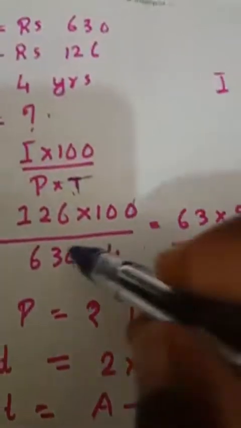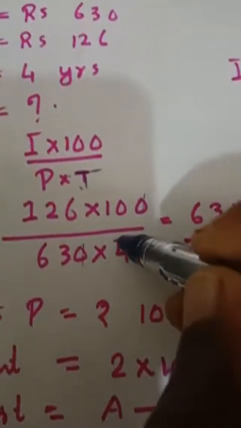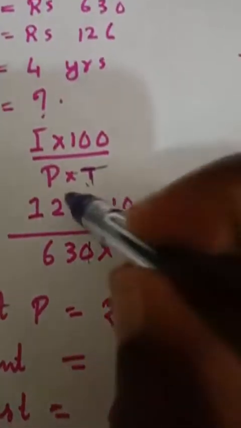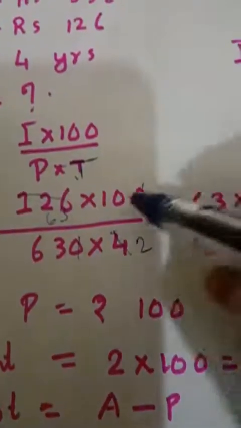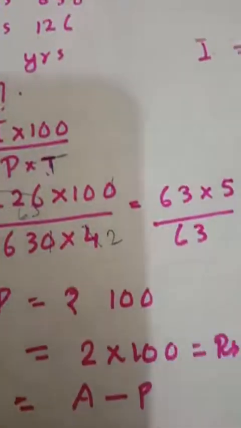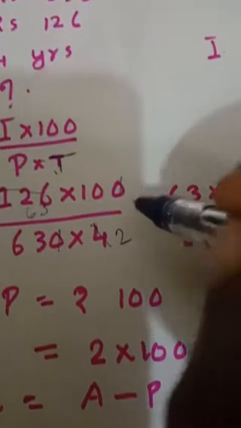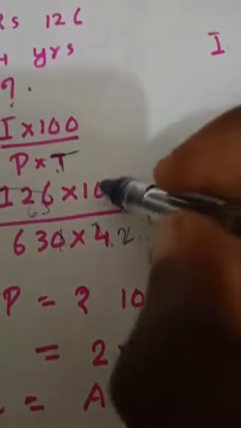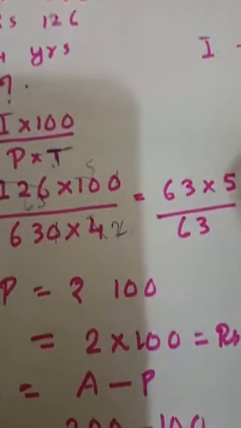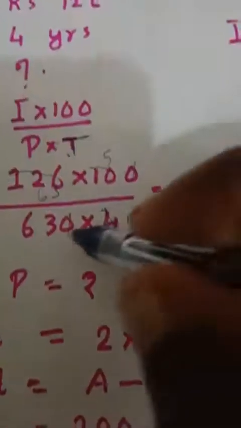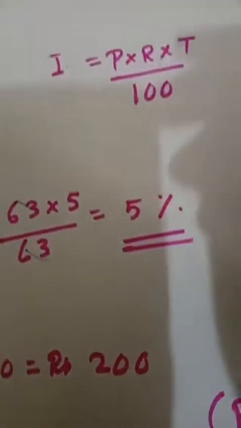Now this 2 table. 1 2s are 2, 2 2s are 4. 63 here. So 63 into, again 1 2s are 2, 5 2s are 10. Okay, 63 into 5 by 63. The 63 get cancelled. Answer 5%.